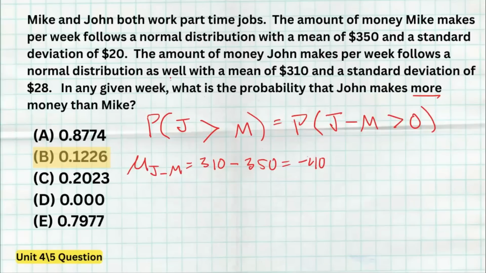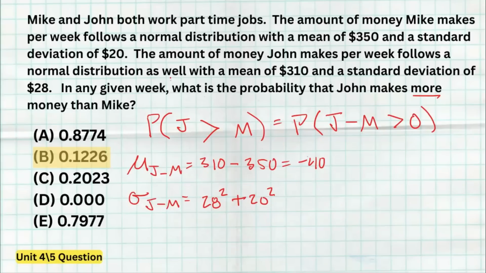Now, what about the standard deviation? This is where it gets a little bit tricky. So we're going to take John minus Mike, standard deviation for John minus Mike. Now, what do we know about standard deviation? We're not allowed to add or subtract them, but we are allowed to work with variance. So John's variance is 28 squared, standard deviation squared, instantly turns into variance. Mike's variance is 20 squared, but we also know that even though we're looking at the difference, variance always builds. We never subtract variance. It always builds up when you're looking at two things.